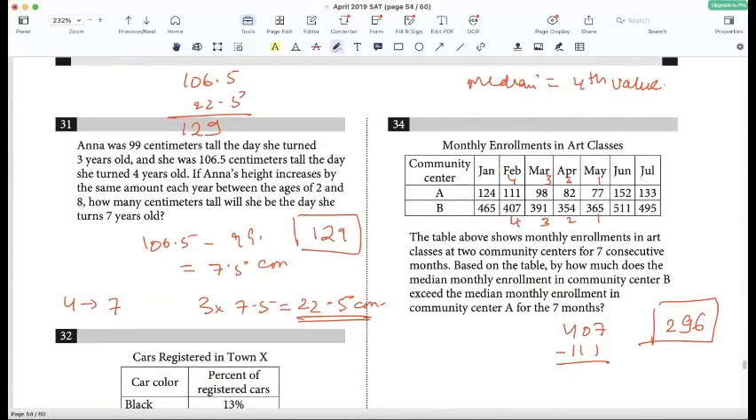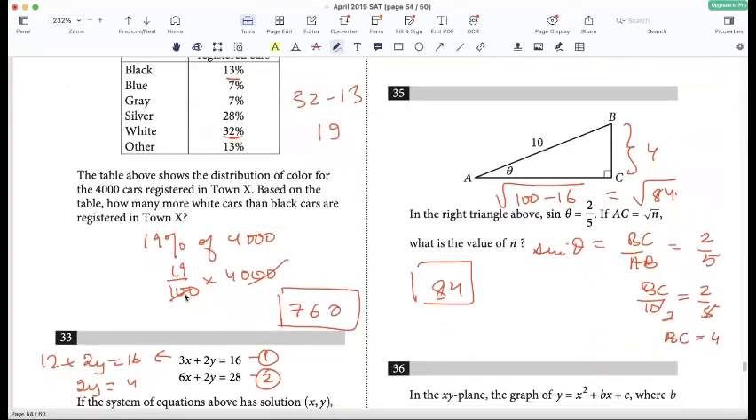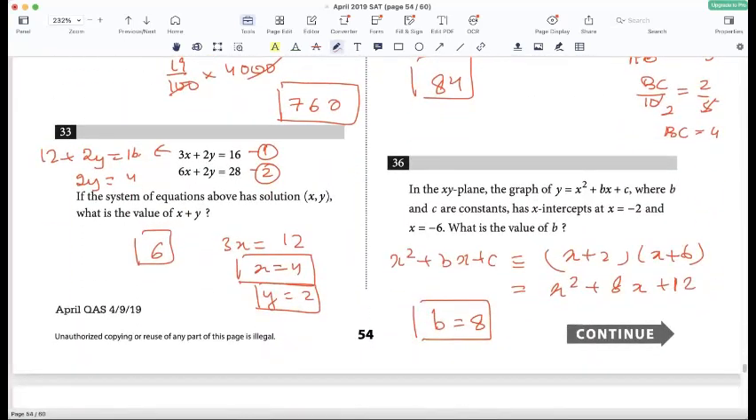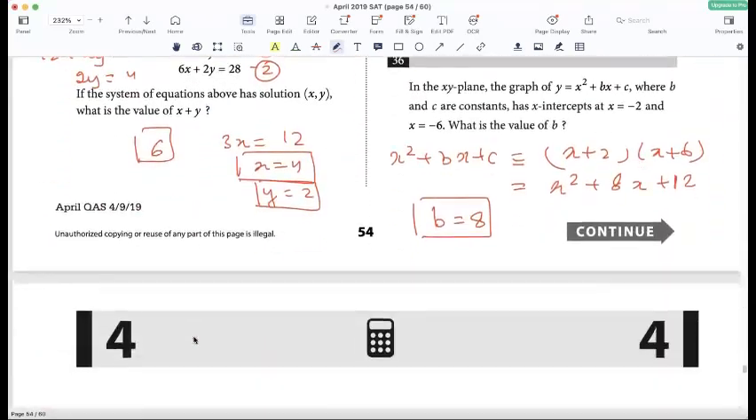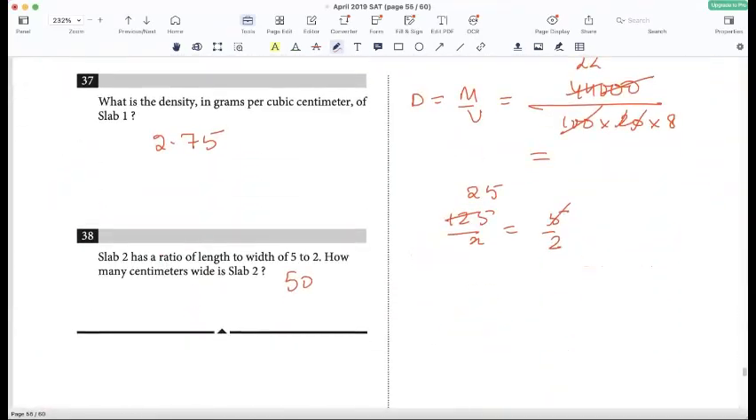31. 129, 766. 296, 84, 8. And 2.75 and 50. Okay, so we got all correct.